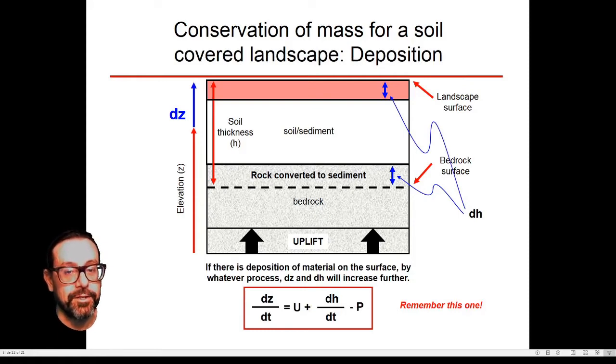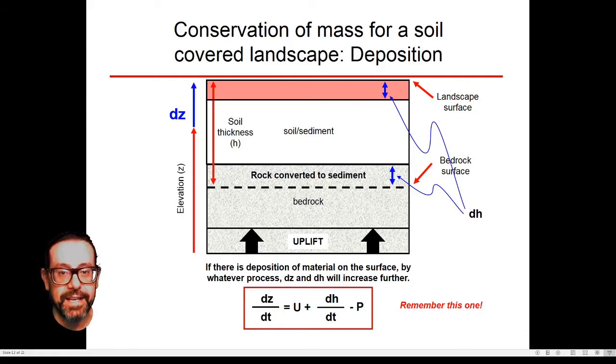We can make things even a little more complicated in that we can introduce deposition on the surface of the landscape. And so then in this particular situation, we have the change in landscape elevation with respect to time being equal to the uplift rate of the landscape plus the change in soil thickness with respect to time minus the soil production rate. And in the previous slides I showed you, dH by dt minus P, the soil production rate, was always equal to 0.